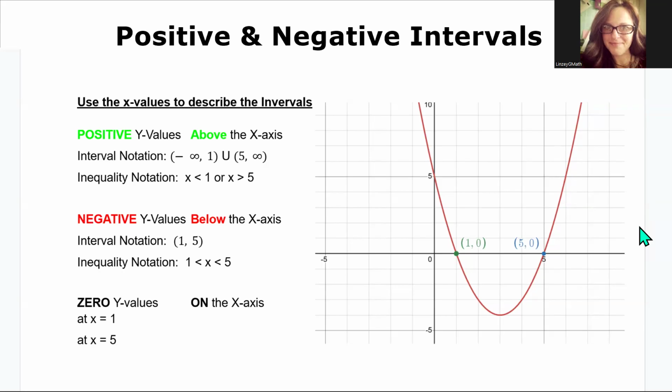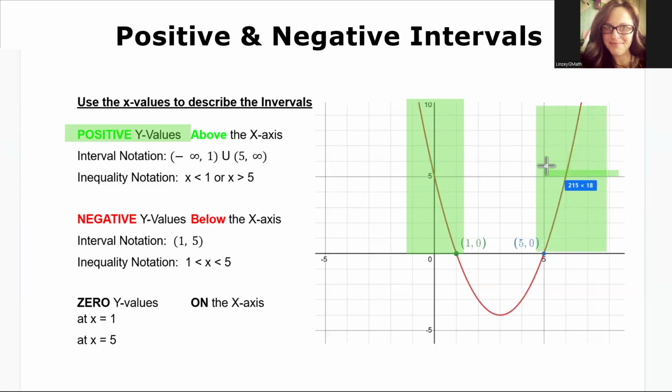Welcome to our session on positive and negative intervals. When we are describing intervals of functions, we use the x values to describe the intervals. A positive interval of a function is when the graph is above the x-axis. So we see here the graph is above the x-axis here and here. So these are positive intervals.